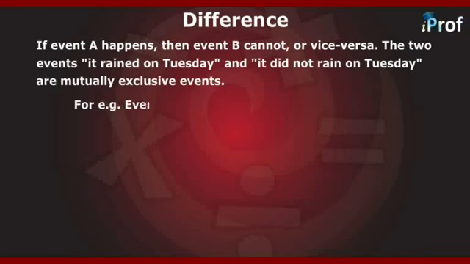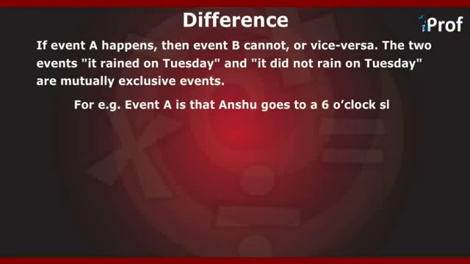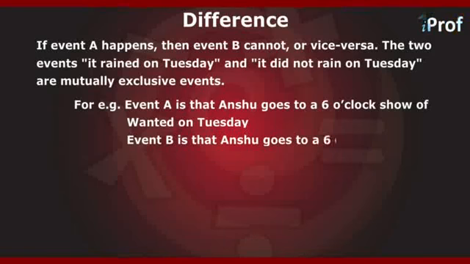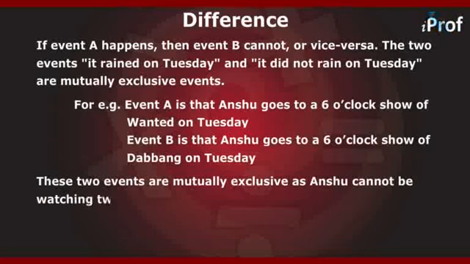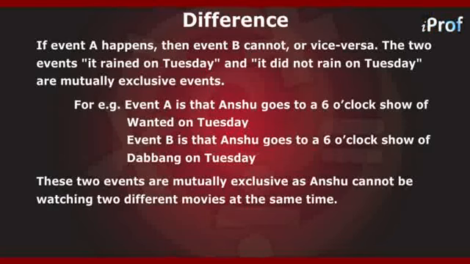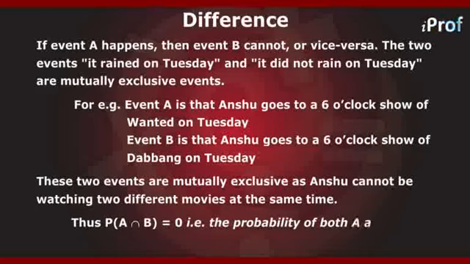For example, event A is that Anshu goes to a 6 o'clock show of Wanted on Tuesday. Event B is that Anshu goes to a 6 o'clock show of Dabang on Tuesday. These two events are mutually exclusive as Anshu cannot be watching two different movies at the same time. Thus, P(A intersection B) is equal to 0. That is, probability of both A and B occurring together is 0.